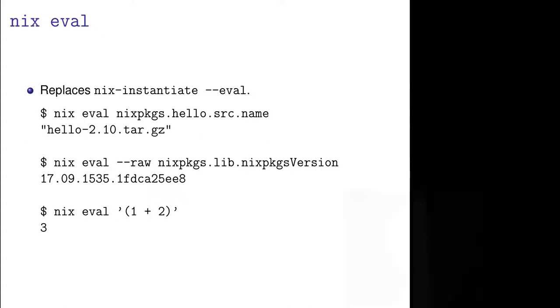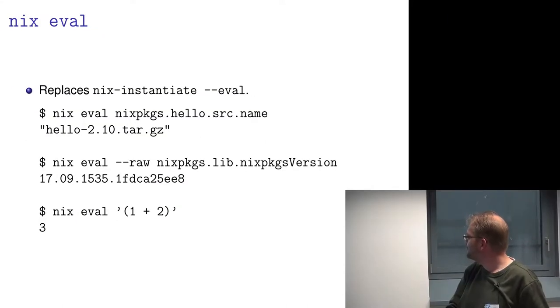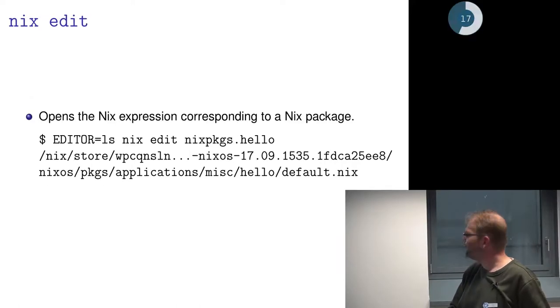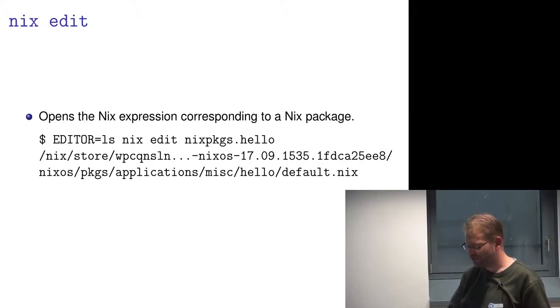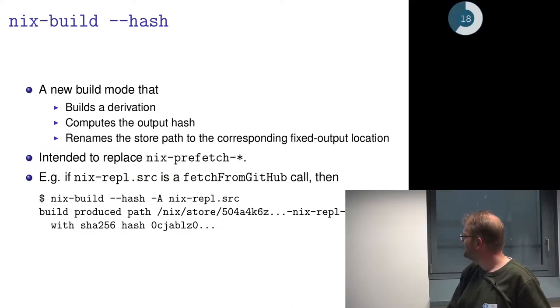There's a command called nix eval, which replaces nix-instantiate. Not much exciting about that. There's a command called nix edit, which is also not super exciting. It opens the source code of a package in your editor. For years I had an alias in my environment that did this in a hacky way, so this is actually useful.